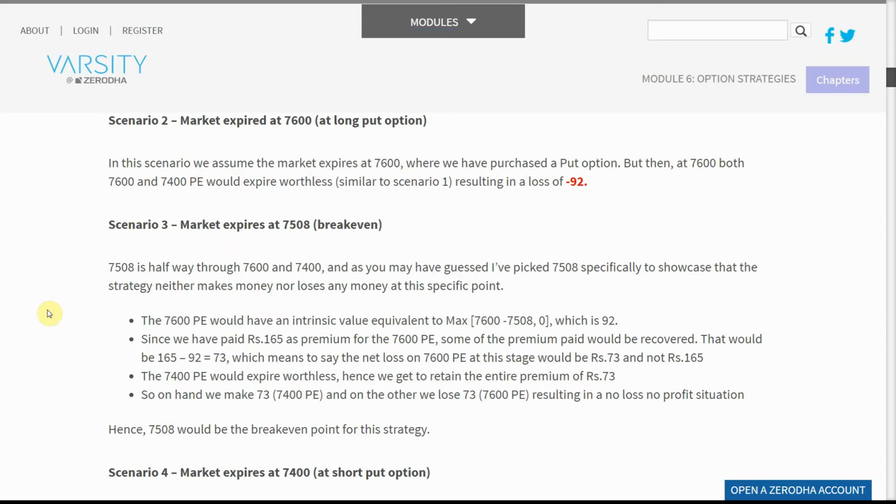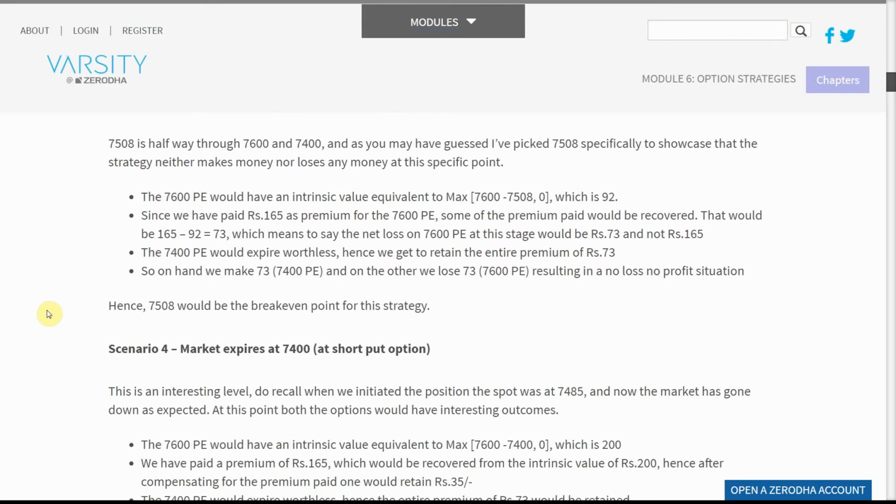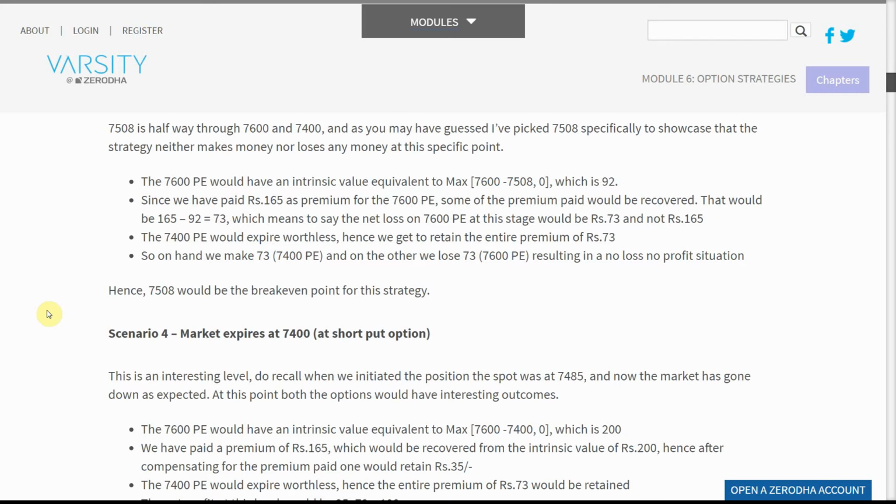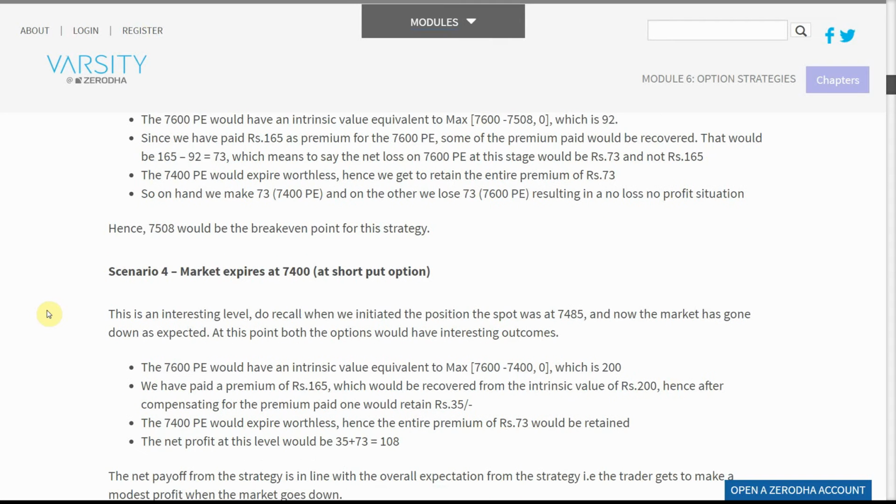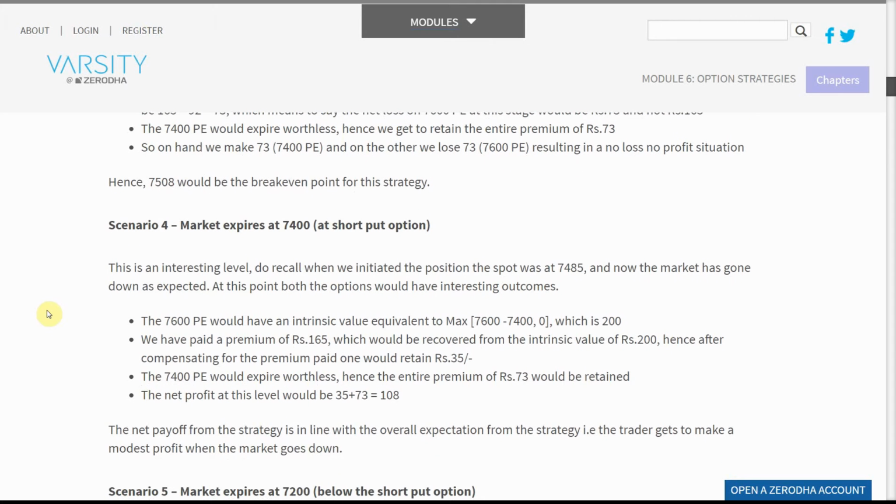The 7,400 put would expire worthless. Hence we get to retain the entire premium of 73 rupees. So on one hand we make 73 on the 7,400 put, and on the other we lose 73 on the 7,600 put, resulting in a no loss no profit situation. Hence, 7,508 would be the break-even point for this strategy.